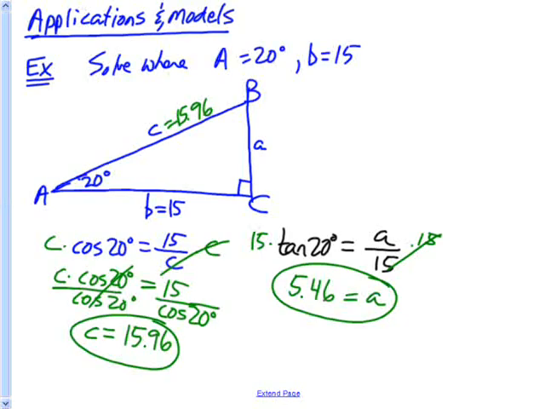So there's side length a and side length c. The only thing we're missing is angle B. Of course, since all the interior angles of a triangle add up to 180, angle B's got to be 70 degrees. And now we've solved everything on that triangle.